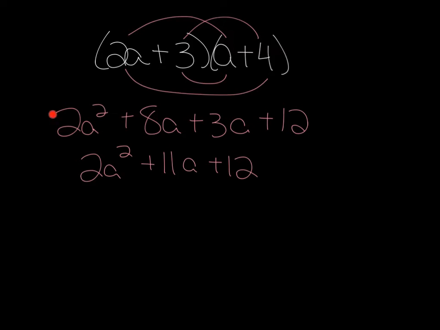Here's the goal. The goal is to not have to write this down. The goal is to be able to say 2a times a is 2a squared. Then I've got 8a plus 3a gives me 11a, and 3 times 4 is 12. The goal is to be able to go from here to here and not have to write this step.